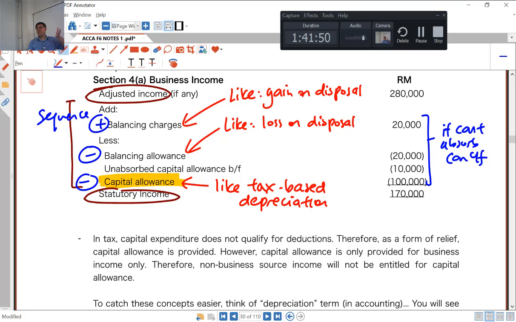But the proposal didn't go through, because I think there's quite a lot of complaint. People are saying that if we already have a lot of unabsorbed CA, then you're going to restrict CA, restrict losses, you're going to double penalize us up and down. So that's why after that the government made a U-turn and said, okay, losses, 7 years. CA, no time limit. You can carry for as long as you like, okay? Now, so that's how we deal with capital allowances.